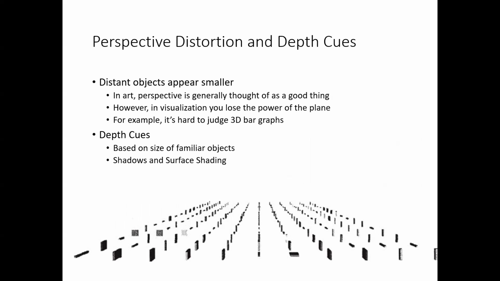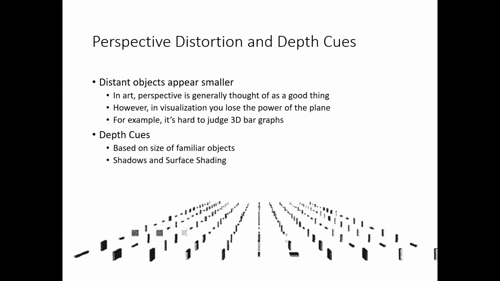Another problem with 3D is distance: perspective distortion, and depth cues are thrown off. Distant objects appear smaller, and our perspective is generally thought of as a good thing. The whole idea behind the Renaissance was bringing in that power of depth. However, in visualization, you lose the power of the plane, and it's really, really difficult to judge 3D bar graphs, as some of your bad visualization presentations pointed out.